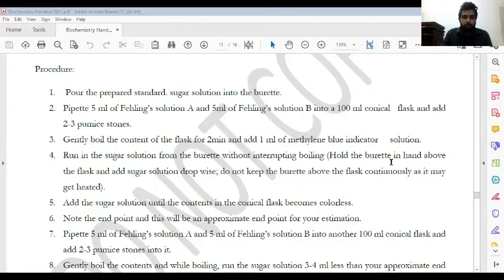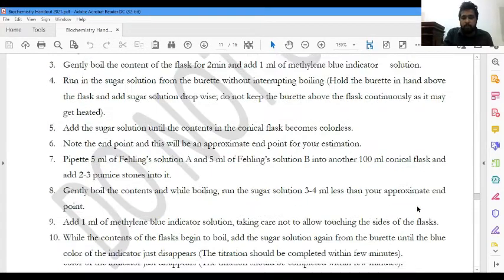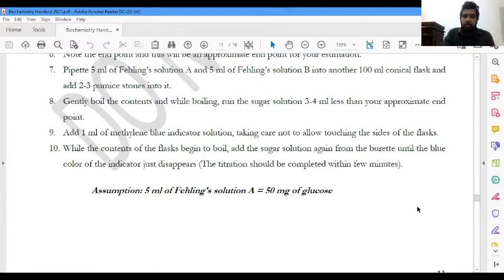Okay. Then how can we determine an endpoint? And also we use a conversion factor here. We think that 5 milliliters of Fehling's solution A is equal to 50 milligram of glucose. Okay, in here, please understand that carefully.